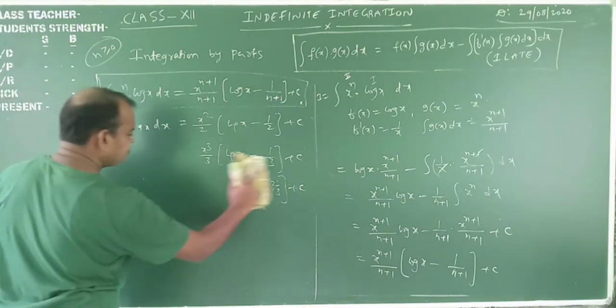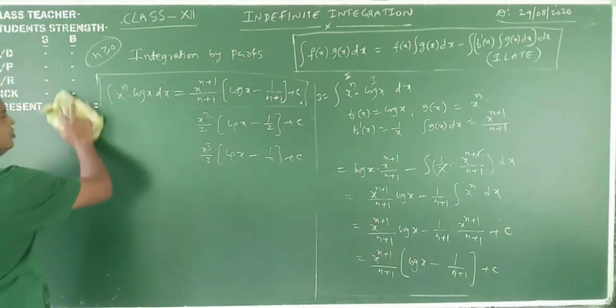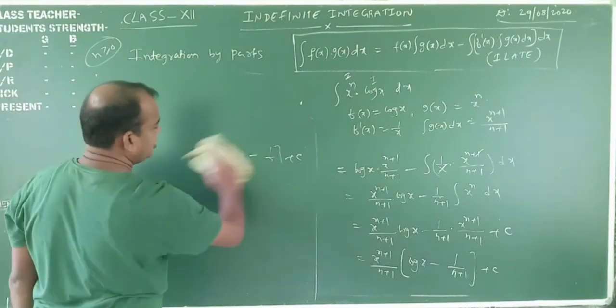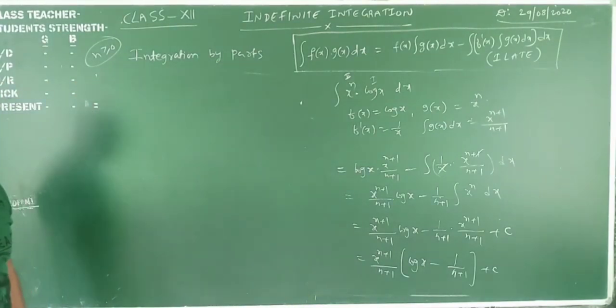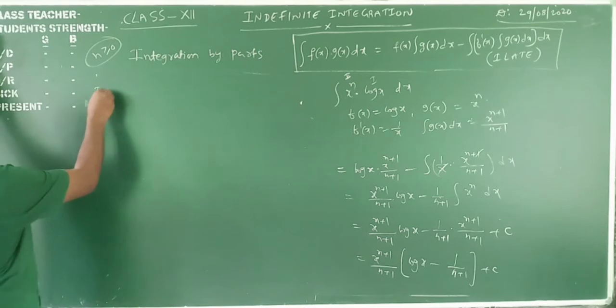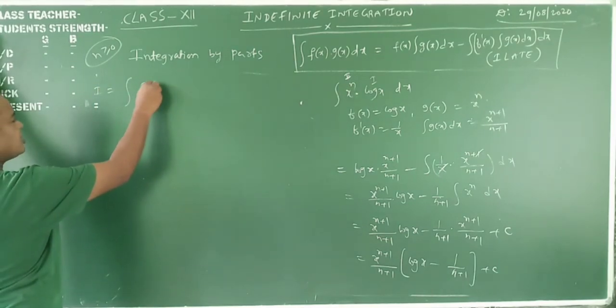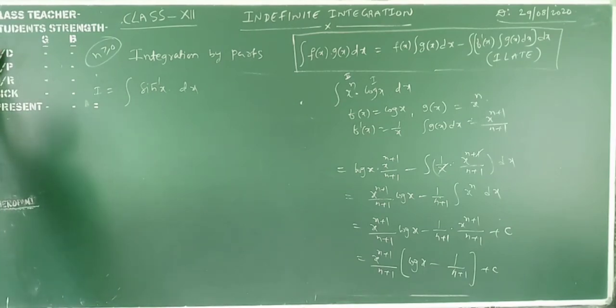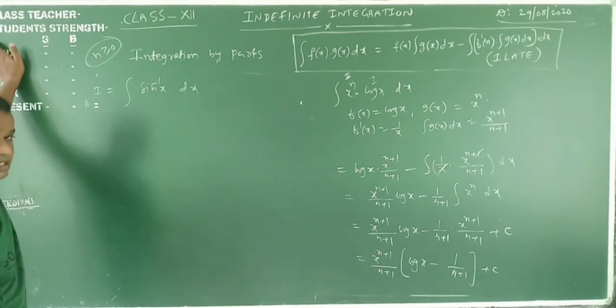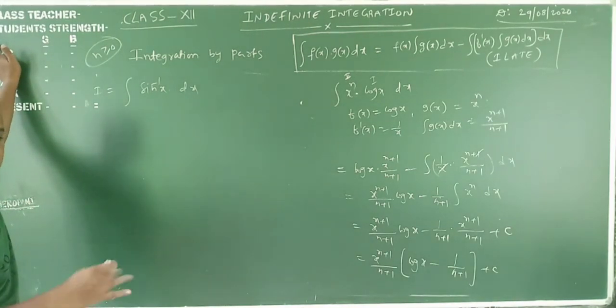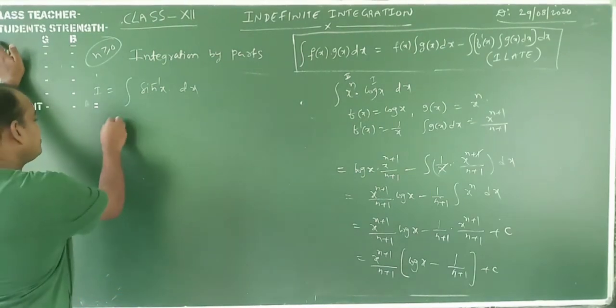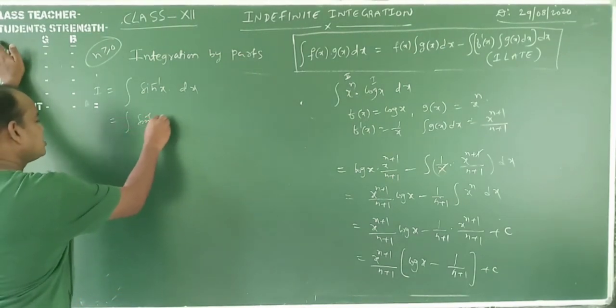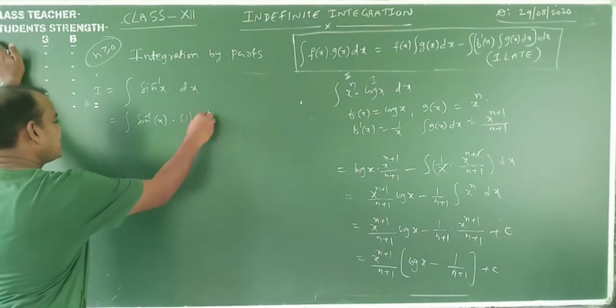Now we are going to the next problem. Integral of sin inverse of x dx. Special functions. I is equal to integral of sin inverse of x dx. Here only sin inverse of x. You know the integral of sin x, but you don't know the integral of sin inverse of x. That's why for the special function you consider 1: integral of sin inverse of x into 1 dx.